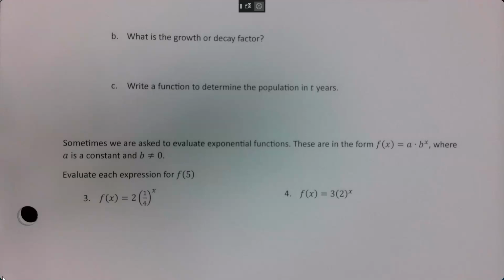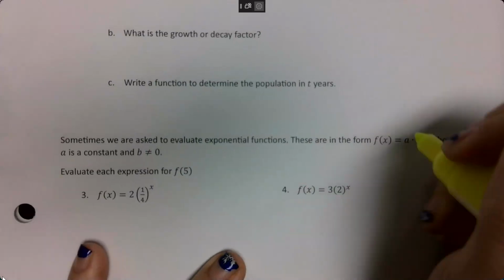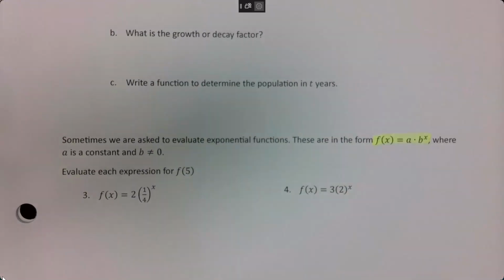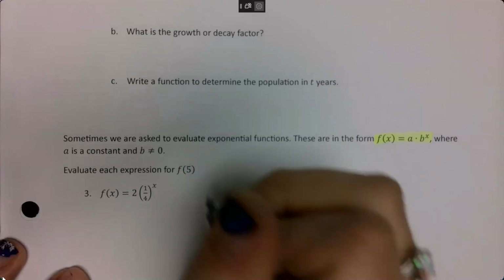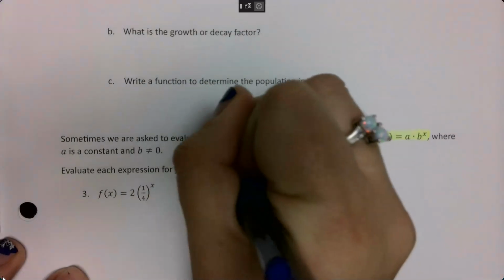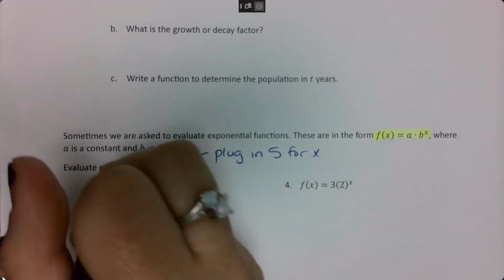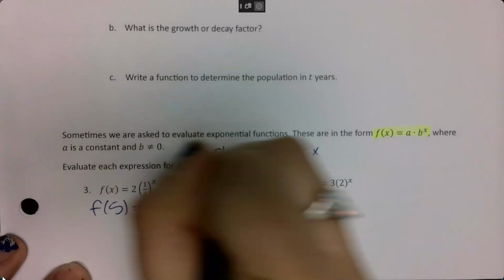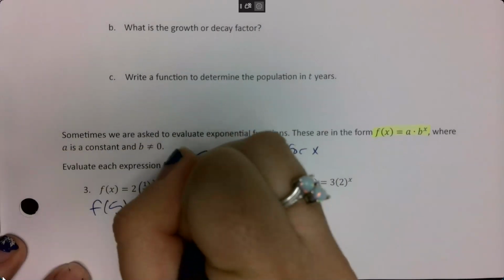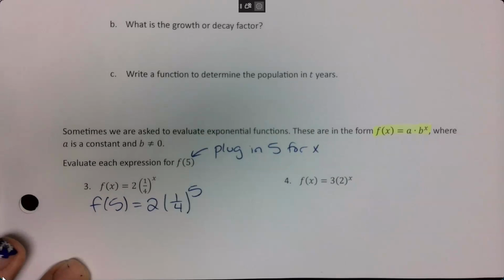Okay, so sometimes we're asked to evaluate exponential functions. These are in the form f of x equals a times b to the x, where x is my exponent, a is a constant, and b is any number but 0. So I want to evaluate each expression for 5. That means plug in 5 for x. So I'm going to have f of 5 equals 2 times 1/4 to the 5th power.